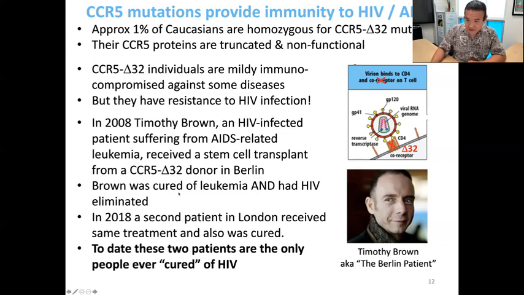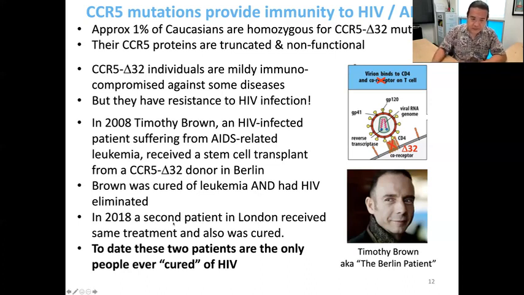But it worked. Through their list of possible donors, matches, right, they identified a donor who actually carried a homozygous delta 32 mutation in CCR5, and that was the stem cell that got transplanted into Tim Brown. And amazingly, not only did that cure his leukemia, but it actually resulted in his HIV being eliminated, right? So he went on to be known as the Berlin patient, before his name was revealed.